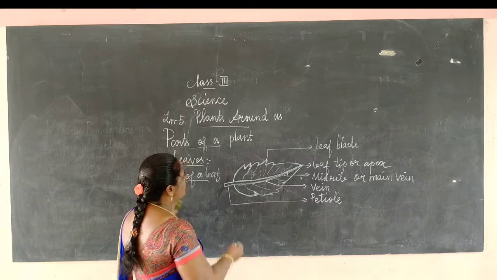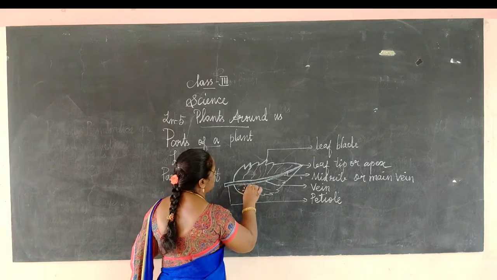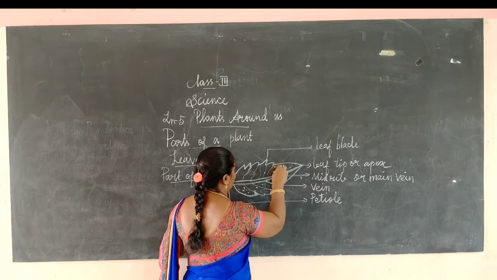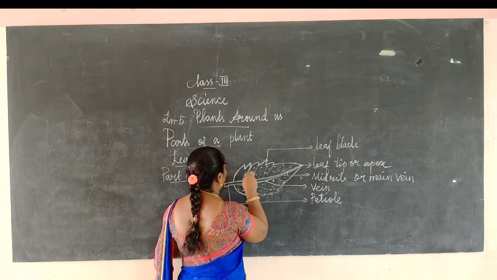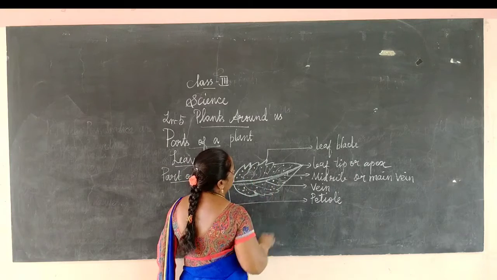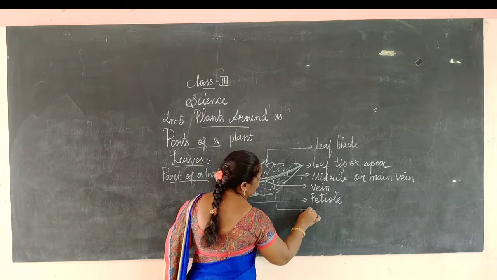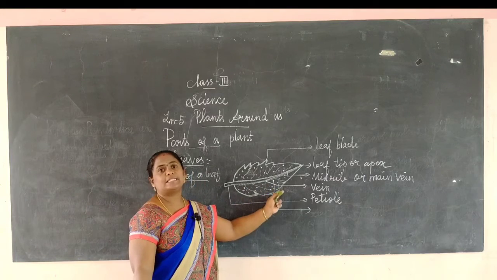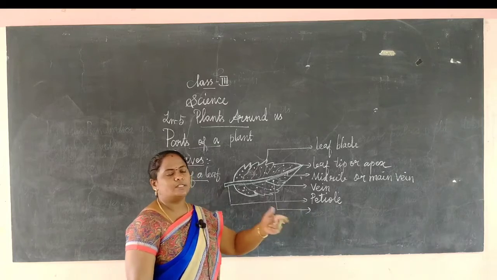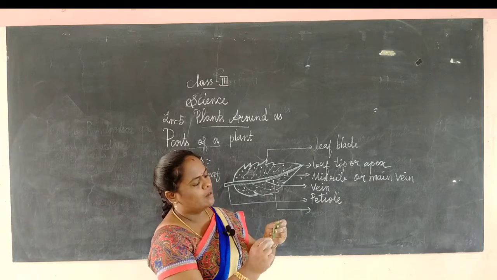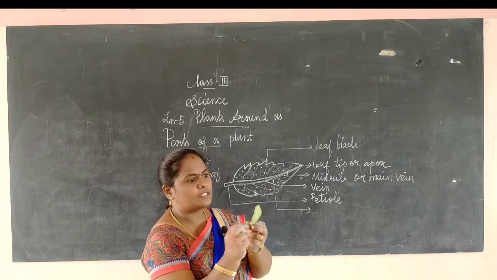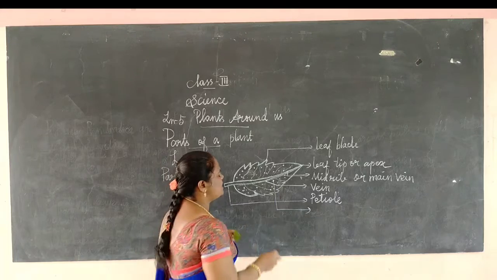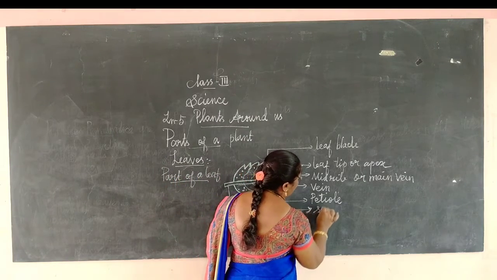And then the small tiny pores or small openings on the surface of the leaf are called the stomata. If you look at the tiny holes in the leaf closely, you can see them clearly. Okay, small holes or tiny pores. So that is called the stomata.